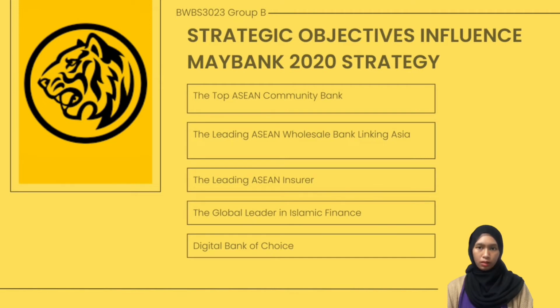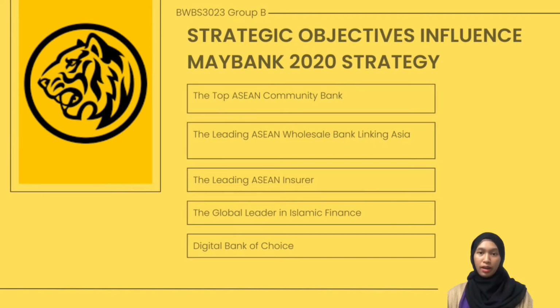Secondly, the strategy objective of Influence Maybank 2020 strategy is the leading Asia wholesale bank linking Asia. Seeing Maybank is in the top 4 with total assets of billions of US dollars, totaling 213 billion US dollars, we are convinced that Maybank is one of the greatest banks in Malaysia. People also enjoy using Maybank services and products.